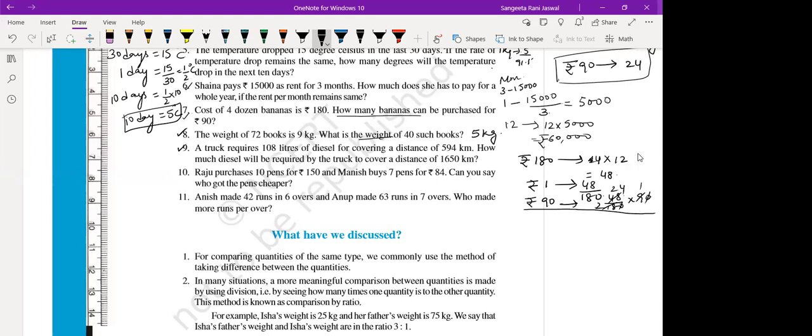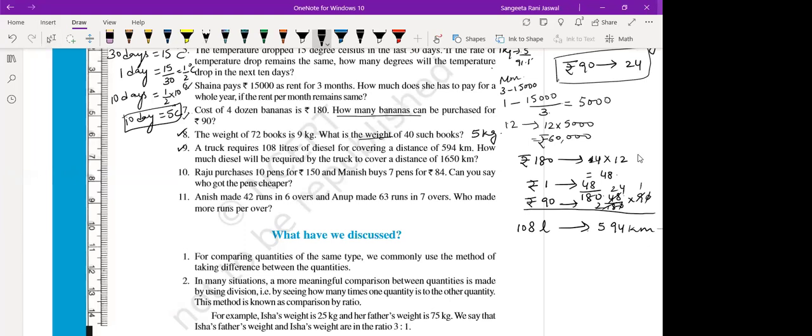The truck requires 108 liters of diesel. Okay, in 108 liters, the truck is moving a distance of 594 kilometers. Yes, this is what you are saying. Okay, then what should I do now? Ma'am, divide. What will I get by dividing? Ma'am, 108 by 594.